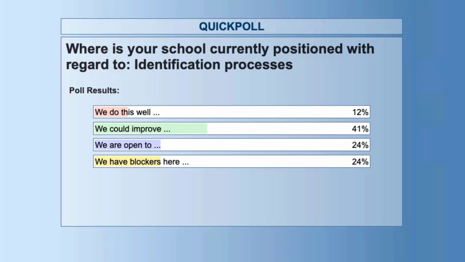41% are indicating, do you know what, we actually could improve. And there's a bigger percentage this time around the blockers. So this tells me that perhaps there isn't that shared understanding of giftedness and talent, because essentially if we don't have that as our starting point, there are definitely going to be blockers around the identification process. Thank you very much, everyone, for sharing.